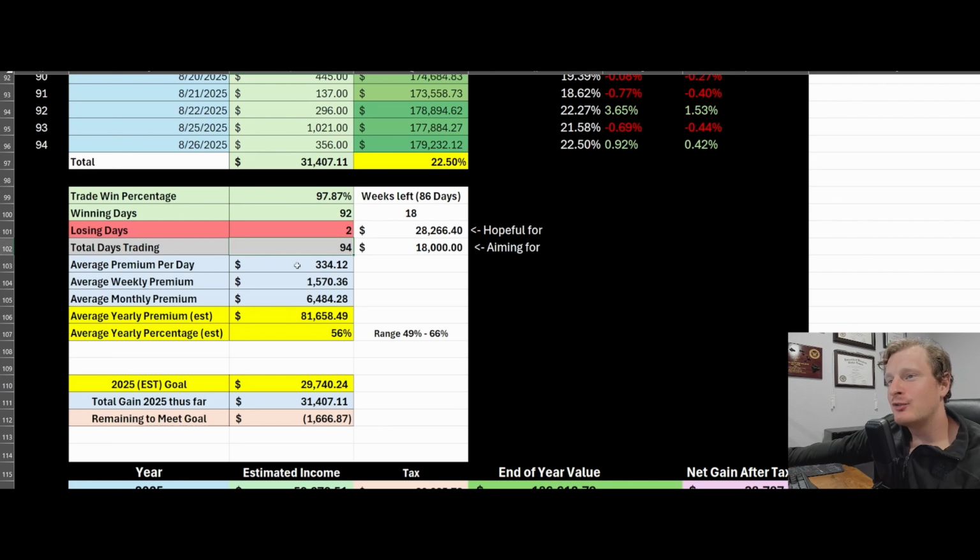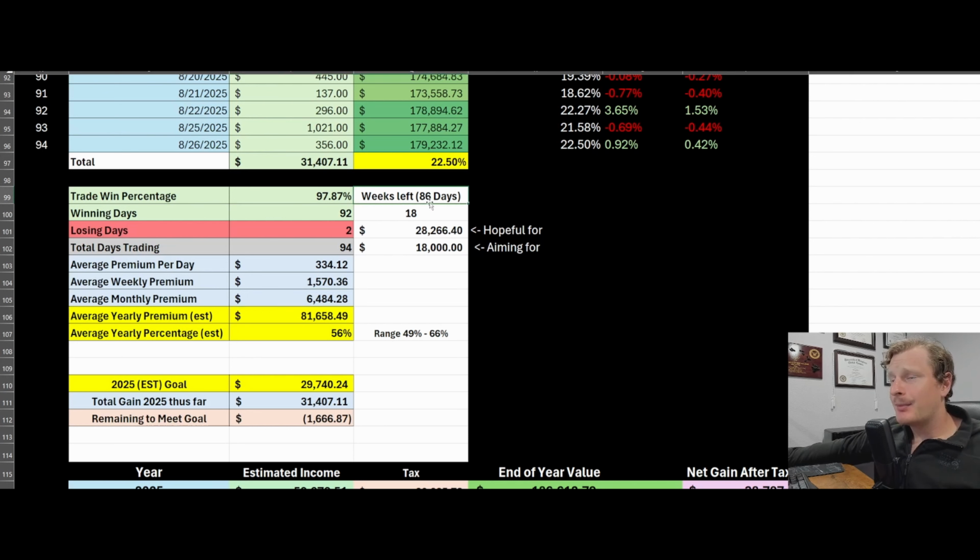The average premium I'm making per day, I think I've mentioned this already, we're making about $334 per day. It was nice to see that today, August 26th, we made $356. Looking at the average weekly premium I'm generating, it's about $1,570, and for the average monthly premium, I'm making somewhere around $6,484. So everything going pretty good.